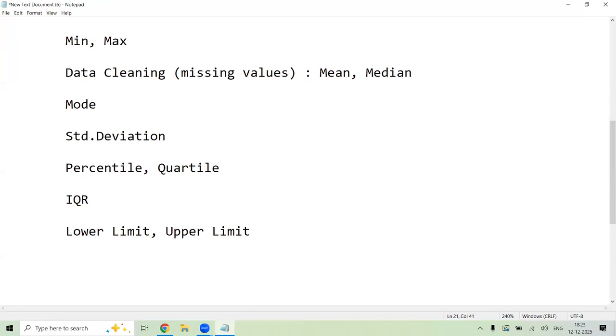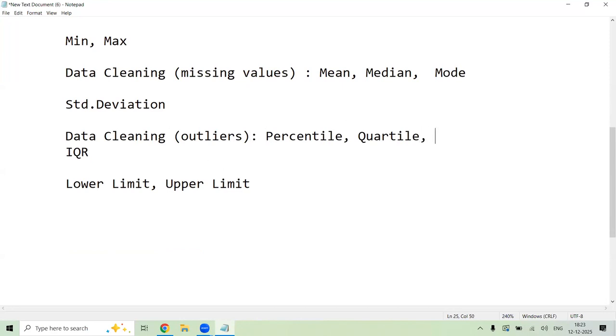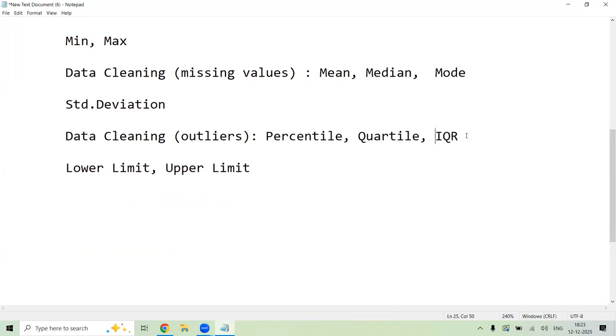For cleaning the missing values. For data cleaning of outliers, what are outliers, and how to clean the outliers? For cleaning or calculating the outliers, we have to understand the percentile, quartiles, IQR, lower limit, and upper limit. These are the things which we already covered. What I'm writing is already covered, guys.